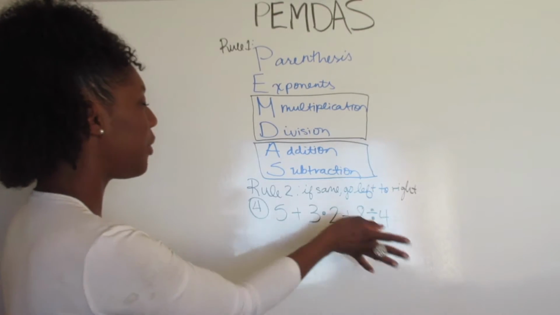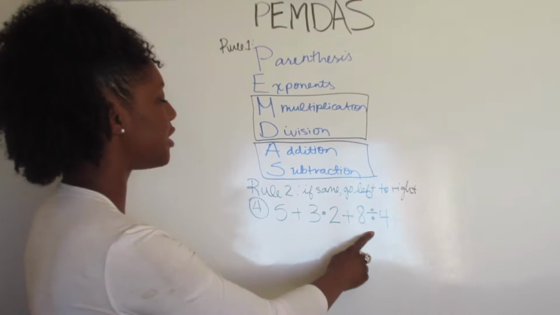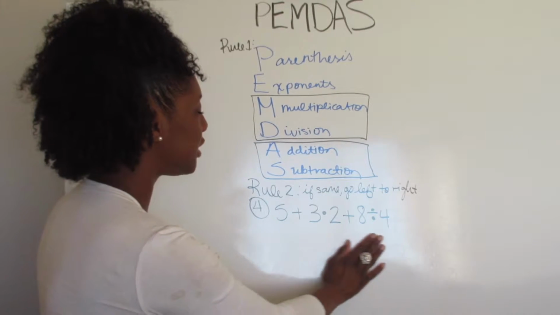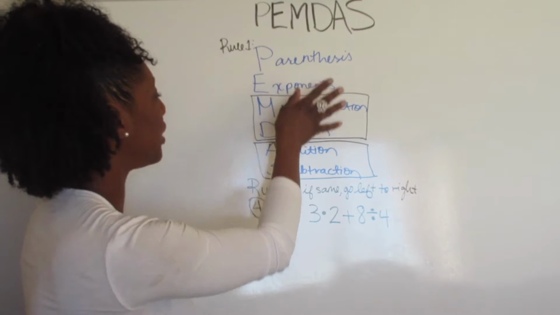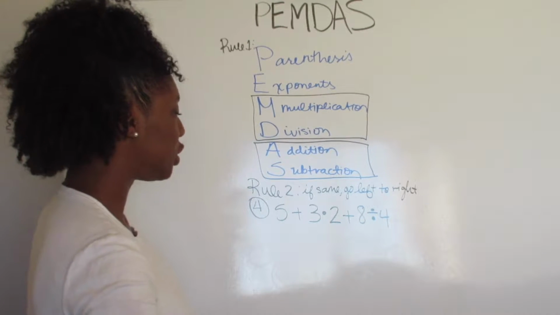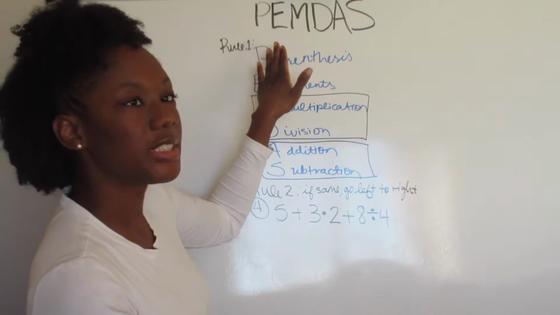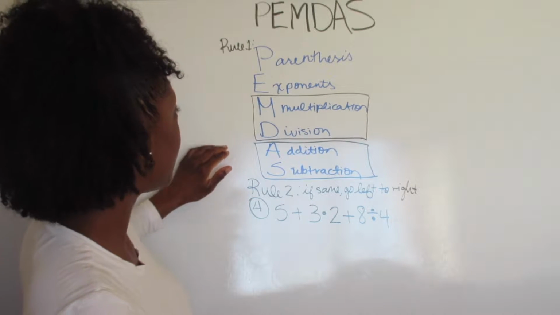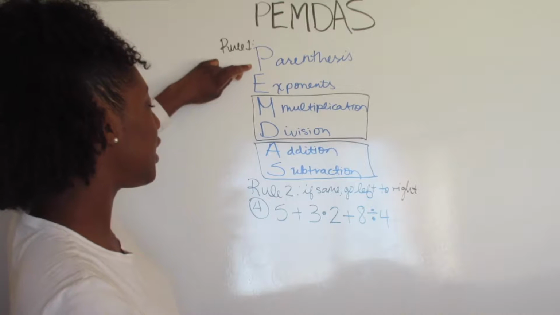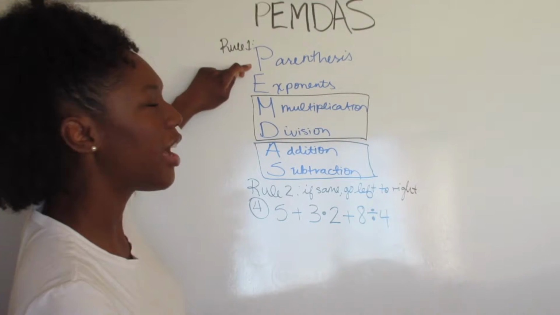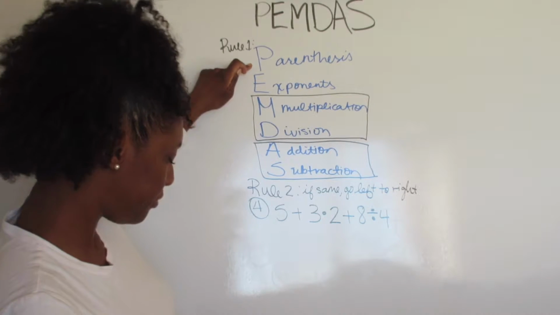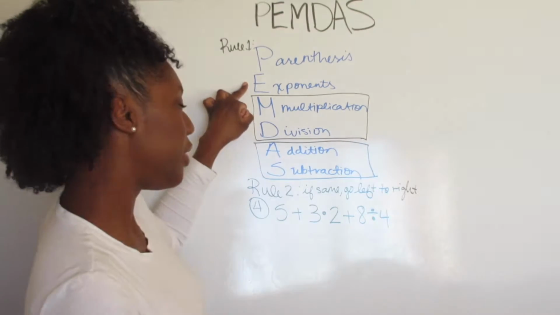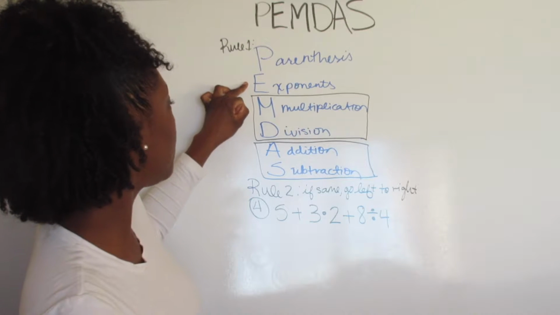Alright, now we have a bunch of operations. We have some division, we have some addition, we have some multiplication. So we can't just simply go left to right because we have a bunch of them mixed in here. So the order of operation rule PEMDAS tells us that first we need to do anything in parentheses. But we don't have anything in parentheses, so let's move on. Next, we need to do anything with an exponent. We don't have any exponents, so let's move on.